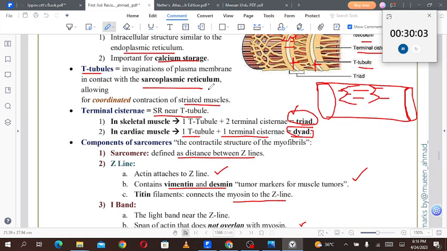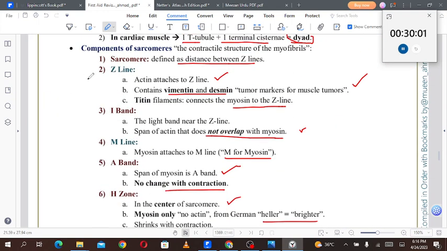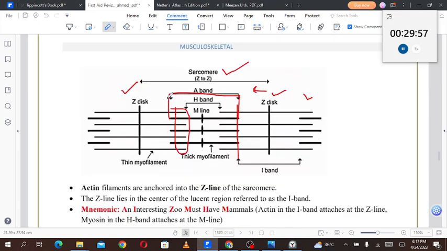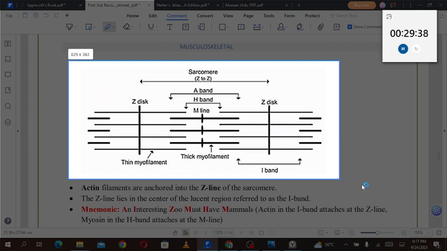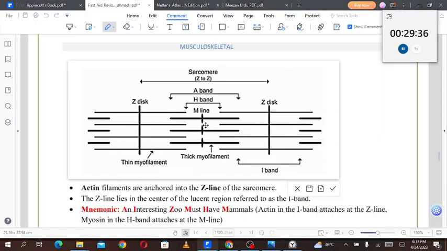So right now, let's revise these things, as this was a lot of information. The Z line is the area where the actin filaments will attach. Okay, so let's make it clear and paint the picture. So this is the Z line I'm talking about, the Z disk. It is the area made of desmin and vimentin, and the site where the actin filaments will attach, right? So let's take a screenshot of this one and fix it over there.